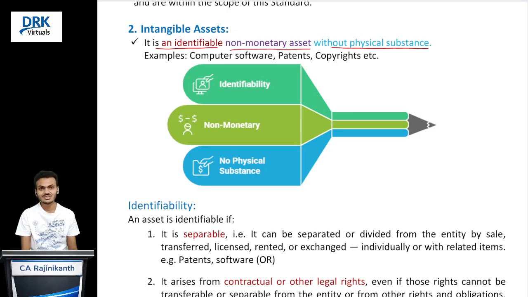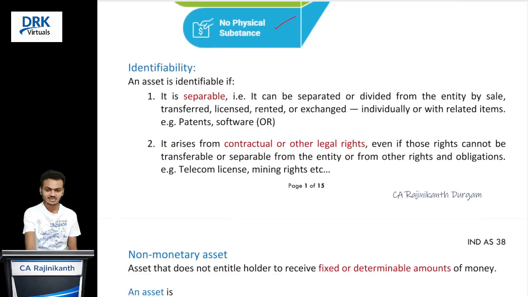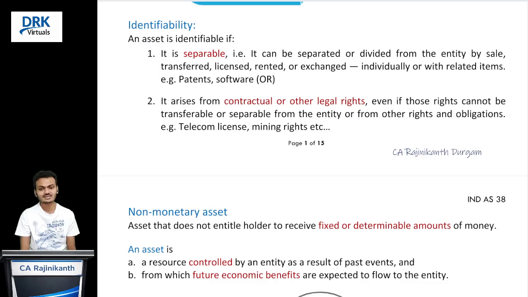Correct? But in order to identify an asset as an intangible asset, firstly we need to understand the meaning of identifiable asset, what is a non-monetary asset, and what is the concept of physical substance. Correct? So let's discuss one by one. Firstly, identifiable asset. An asset is said to be identifiable if it meets either of these two criteria. First one, if that asset is separable, yes, we can say that it is an identifiable asset. Separable means we can separate it from the entity. We can divide it from the entity either by sale or exchange or transfer, either individually or together with other related items.